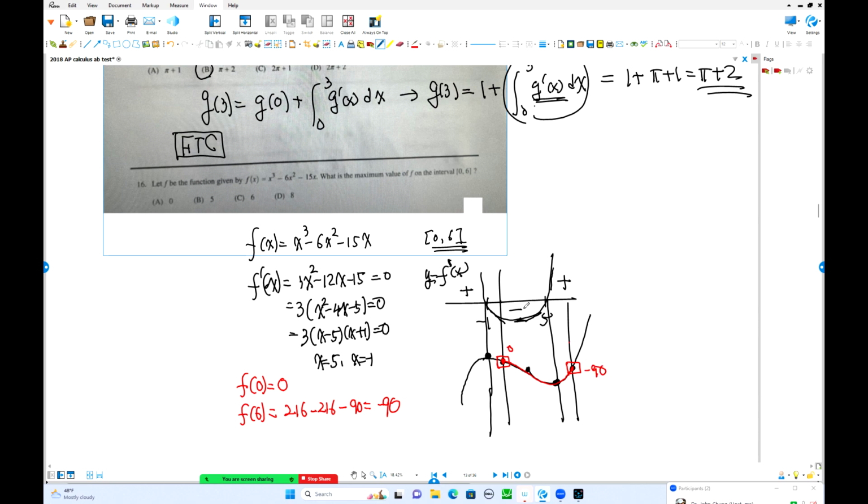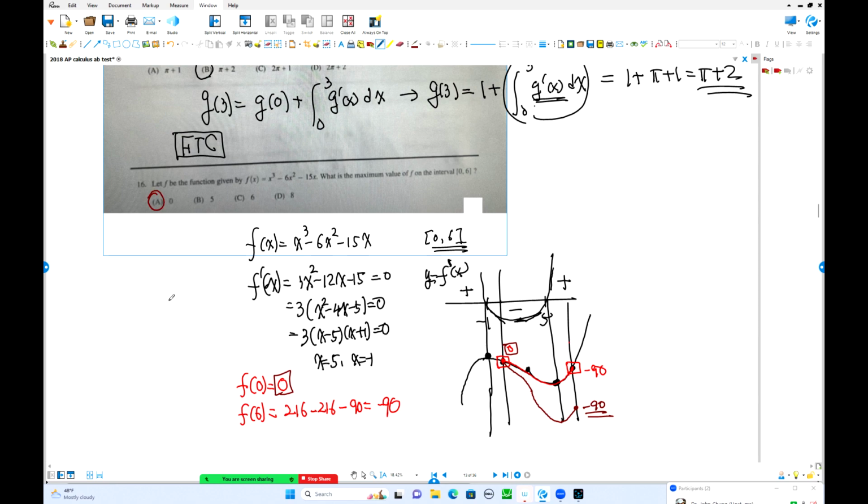Actually, the real graph looks this way. From here all the way down, another down, right? A little over here, okay? This is negative 90. This is the actual graph, okay? This is 0. So negative 90, 0. Which one is the highest point? 0 is the highest point. All the other ones are less than 0, okay?